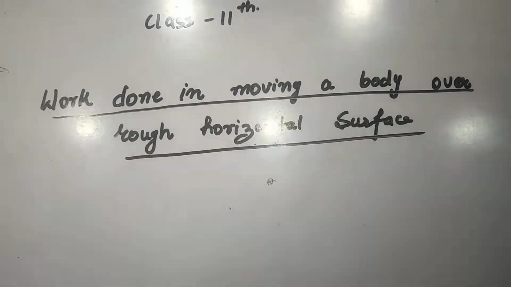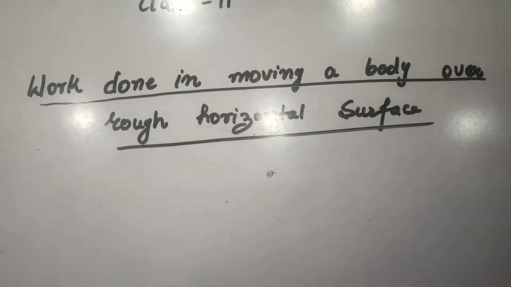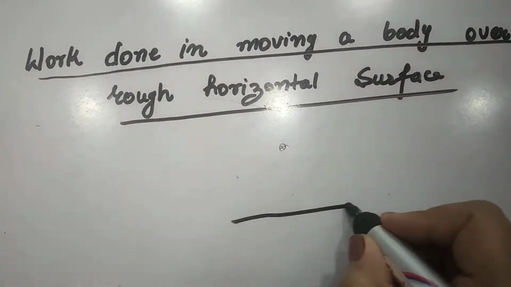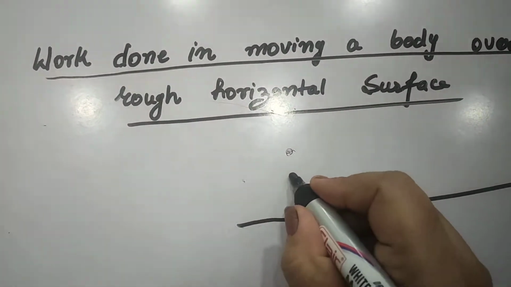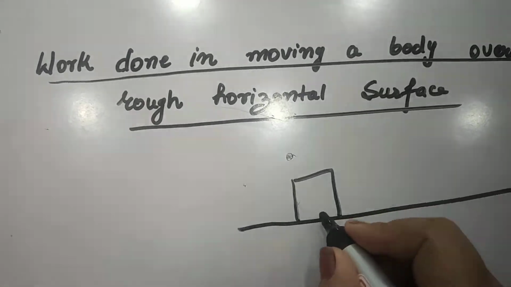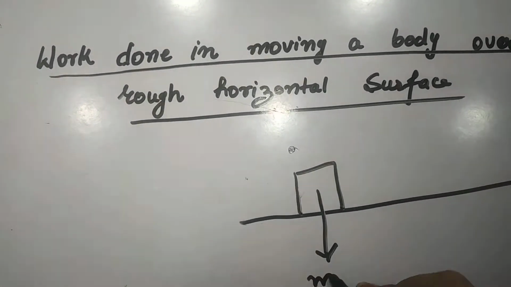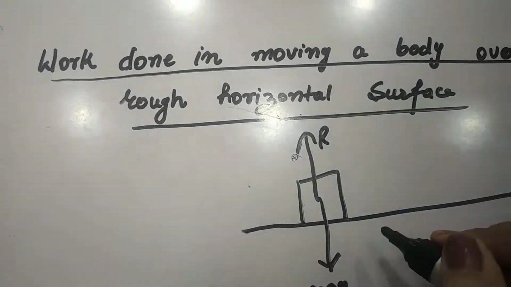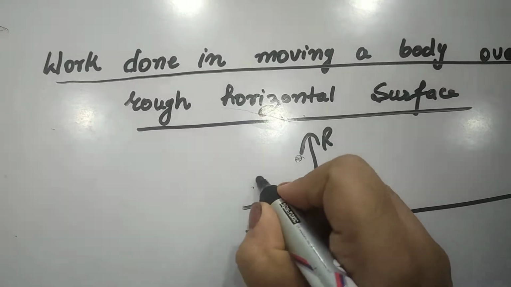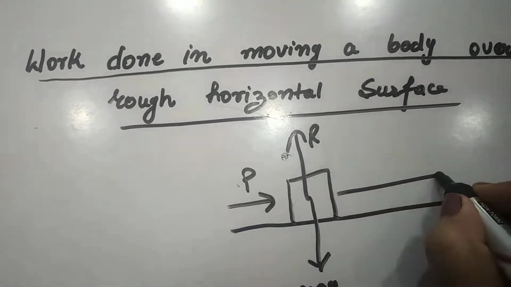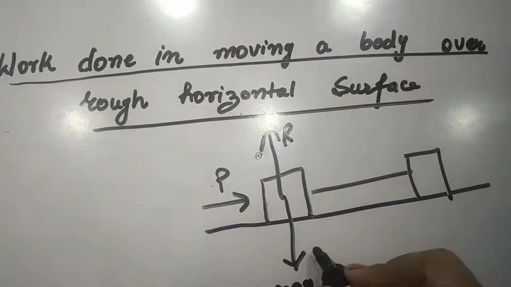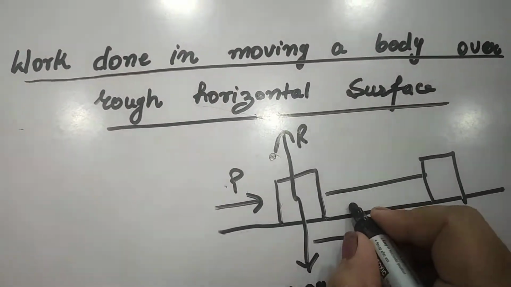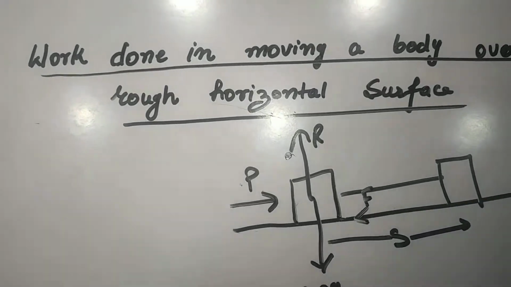Dear student, let us now find out the work done in moving a body over a rough horizontal surface. Let us consider this is a rough horizontal surface and we need to move this body of weight mg and normal reaction R. We apply a force P so that it moves to a certain distance, suppose S. Since it is moving in this direction, the force of friction is acting in this direction.